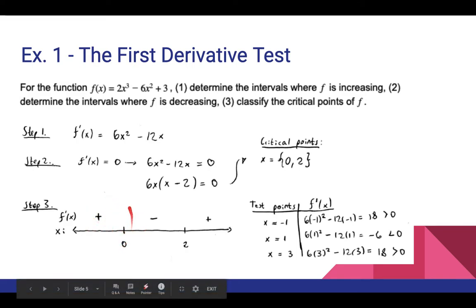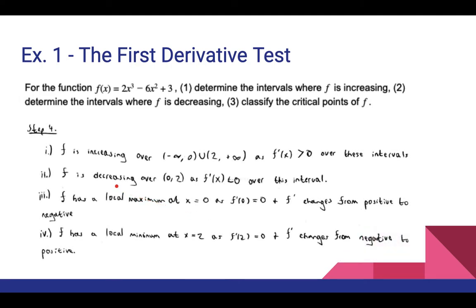We have a local extrema, or a local maximum, at x equals 0, since our derivative is going from positive to negative. And then from 0 to 2 we have a decreasing interval. And then at x equals 2 we have a local minimum, because our first derivative is changing from negative to positive. And then lastly we can see for greater than 2 our function is going to be increasing because the derivative is greater than 0.